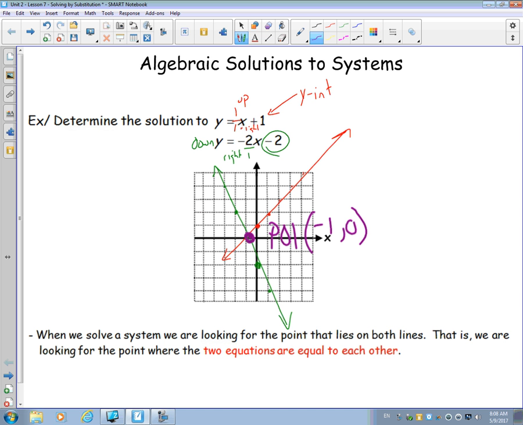Now let's talk about that point of intersection. That point of intersection is the one point that has the exact same coordinates on both lines. They both have a point of negative 1 and 0. In other words, they're equal at that point. If we can take that idea and think about it in terms of an algebraic expression, that means that those two equations are equal to each other at a single point if they cross. They have to be equal.